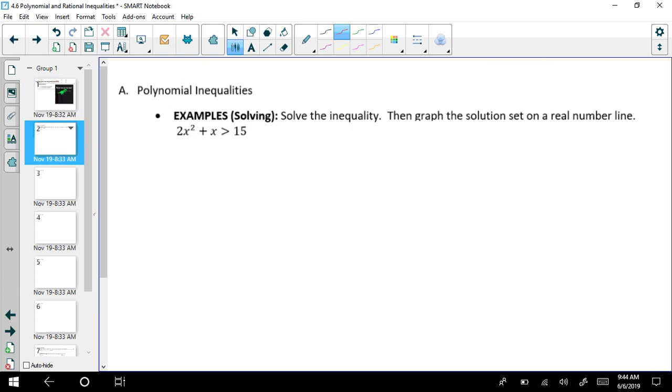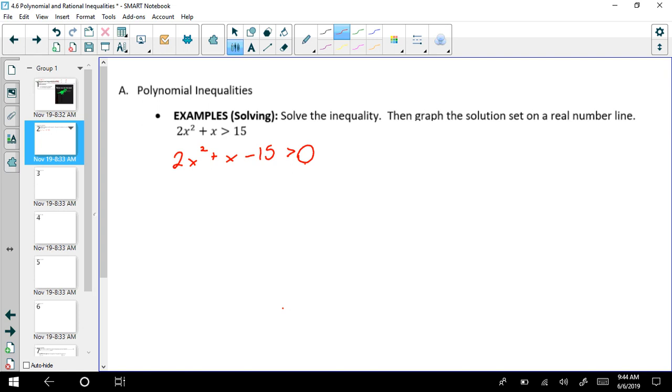So let's look at our first example. Solve the inequality, then graph the solution set on a real number line. Well, if we're going to solve this, I want us to get everything on one side. So I'm going to subtract 15 over so that we have 0 on the other side. Kind of like what we do with equations sometimes, we'll set it equal to 0. Well, here I'm getting 0 on the other side.